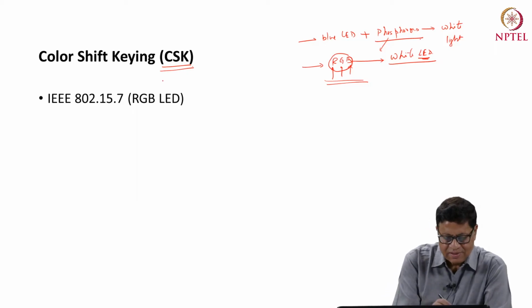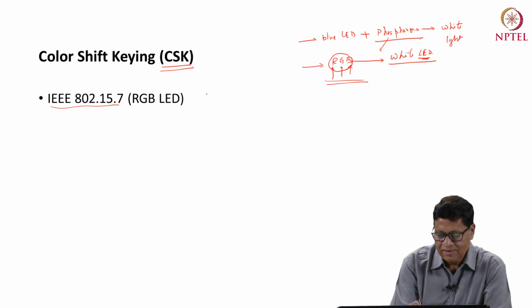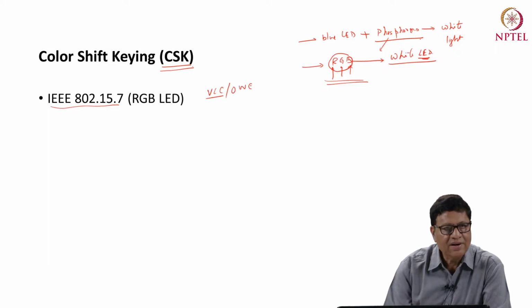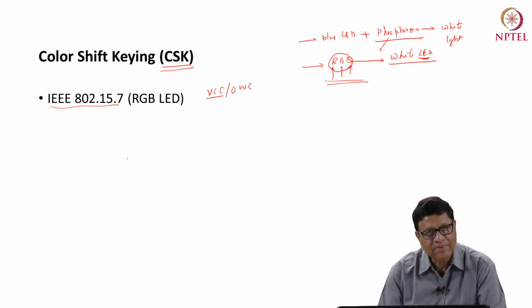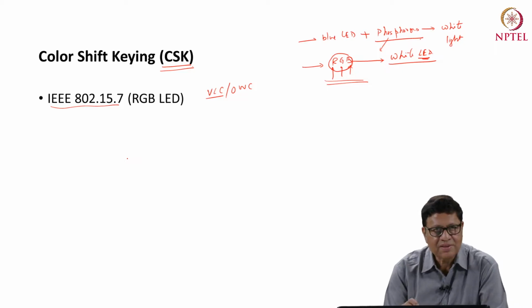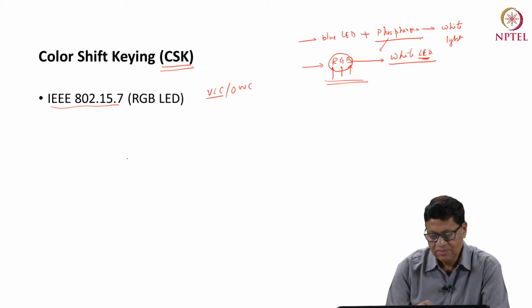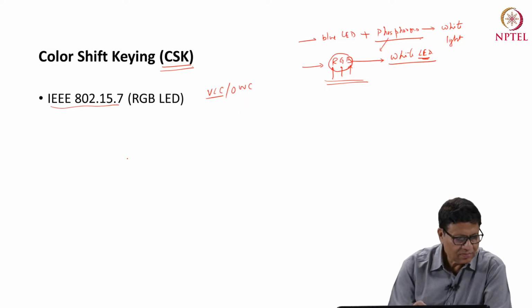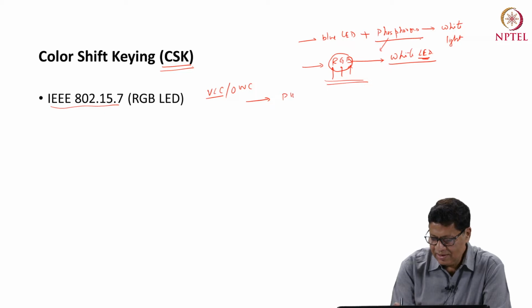So the CSK scheme makes use of RGB as the LED. This is also a standard in VLC, the optical wireless communication standard IEEE 802.15.7. It discusses color shift keying as one of the modulation techniques for indoor communication or outdoor communication as well. This is discussed in the PHY III layer.